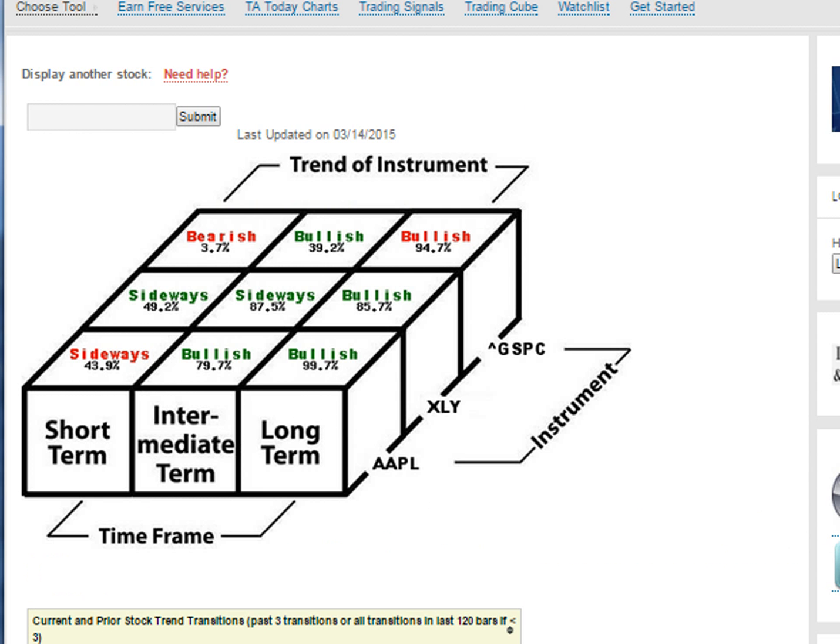That's the Trading Cube. That's how it works. That's what it is. A very compact, fast way to look at the market or an individual stock, sector, and market, as you can see.